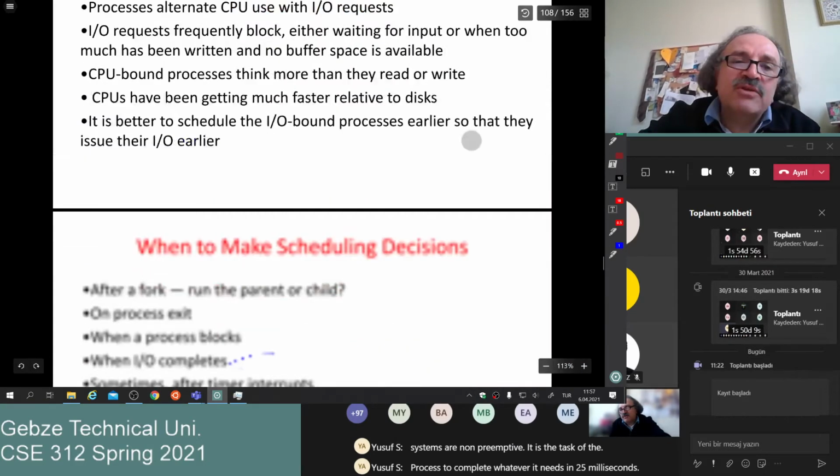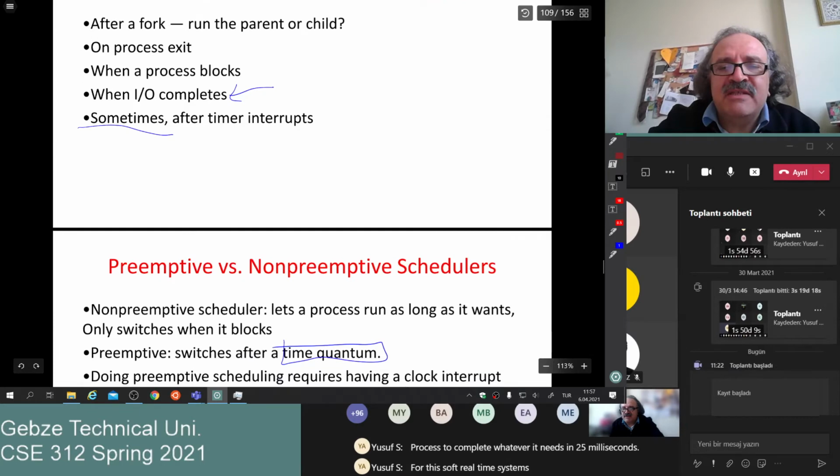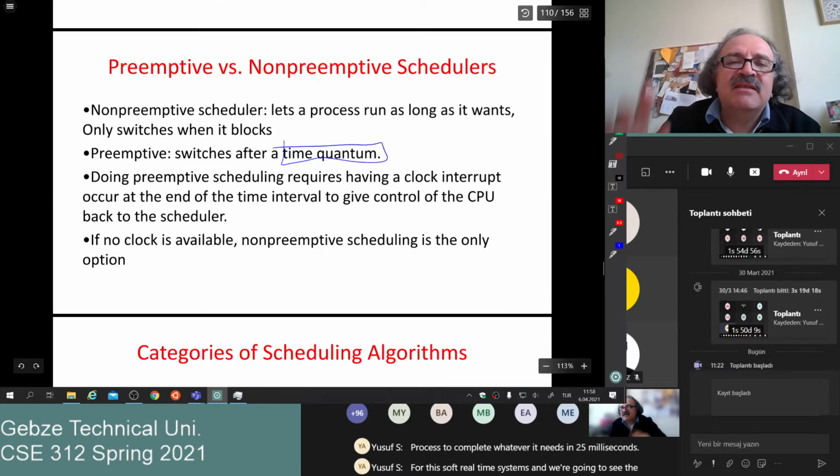For the soft real-time systems, and we are going to see the differences later, the things might be different.